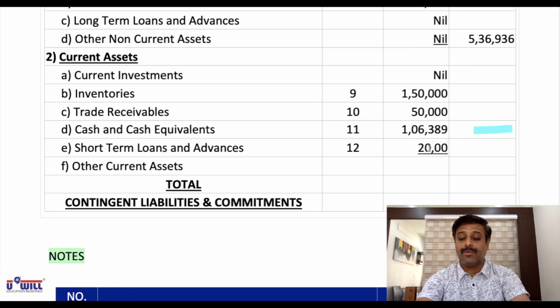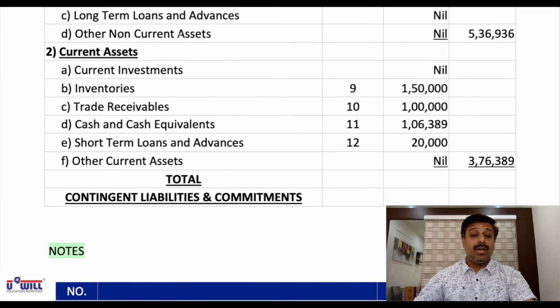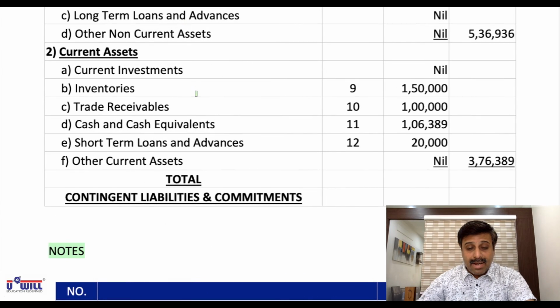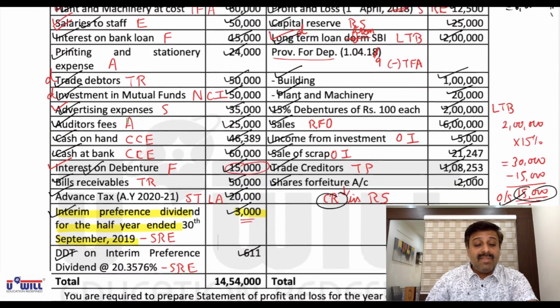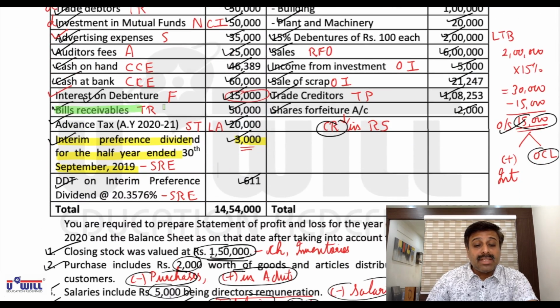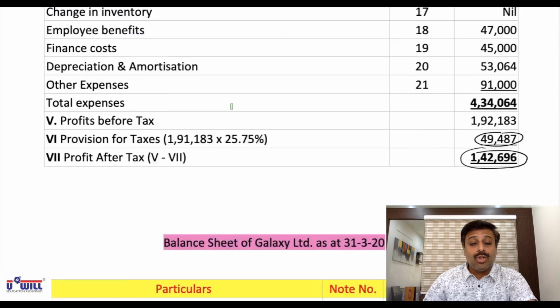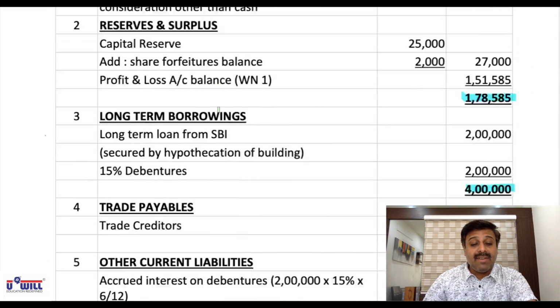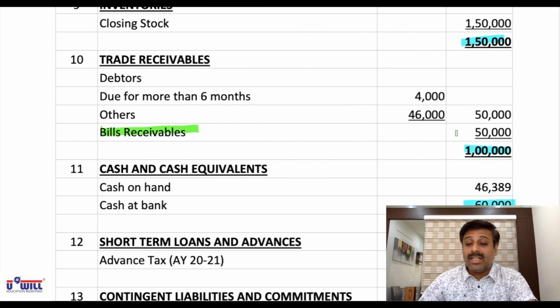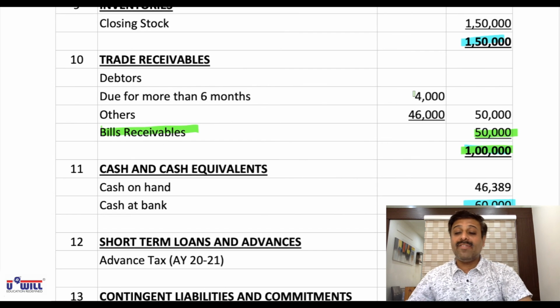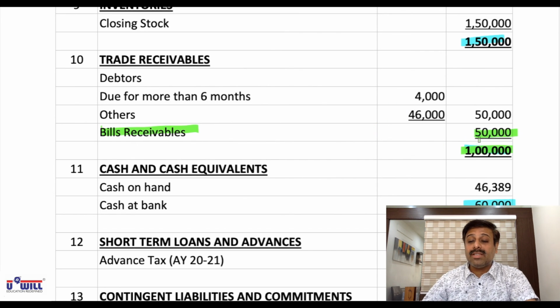Now all of you have to make some corrections. I'm highlighting in green so that you're able to identify the corrections. See, we forgot to record this bills receivable of 50,000. So in trade receivables, every one of you insert this bills receivable of 50,000 and make the total 1 lakh. Okay, all of you do it fast.